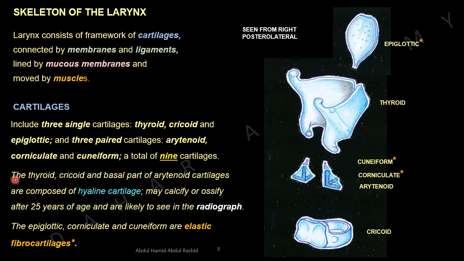The thyroid, cricoid, and basal part of arytenoid cartilages are made up of hyaline cartilage, so they may calcify or ossify after 25 years of age and are likely to be seen in the radiograph. The epiglottic, corniculate, and cuneiform are made up of elastic fibrocartilages. I put asterisks here. Epiglottic, cuneiform, and corniculate cartilages are made up of elastic fibrocartilages.